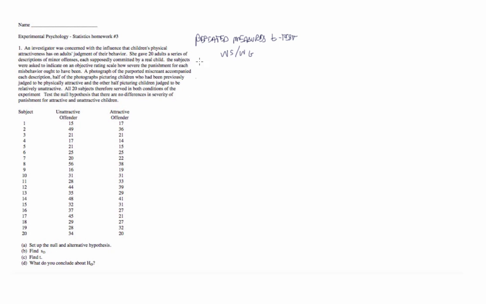Set up the null and alternative hypothesis. That's pretty straightforward. The null hypothesis is going to be that the mean difference is equal to 0. The alternative hypothesis is that the mean difference is not equal to 0. We're going with a bidirectional hypothesis, as we often do.